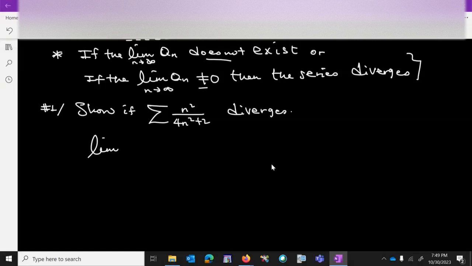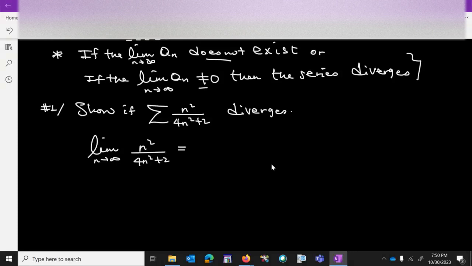Now let's write the limit expression of the sequence. That means the limit as n approaches infinity of n square over 4n square plus 2. We know this from how to find the limit of a sequence, so we apply that. Then we're going to decide about this series.